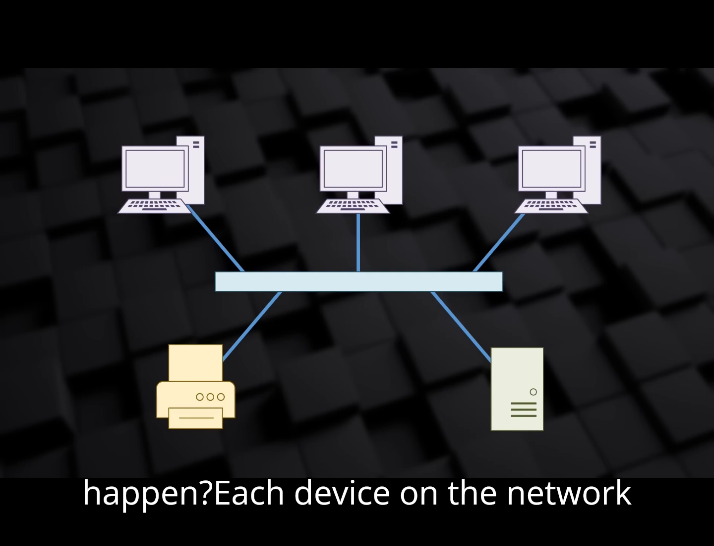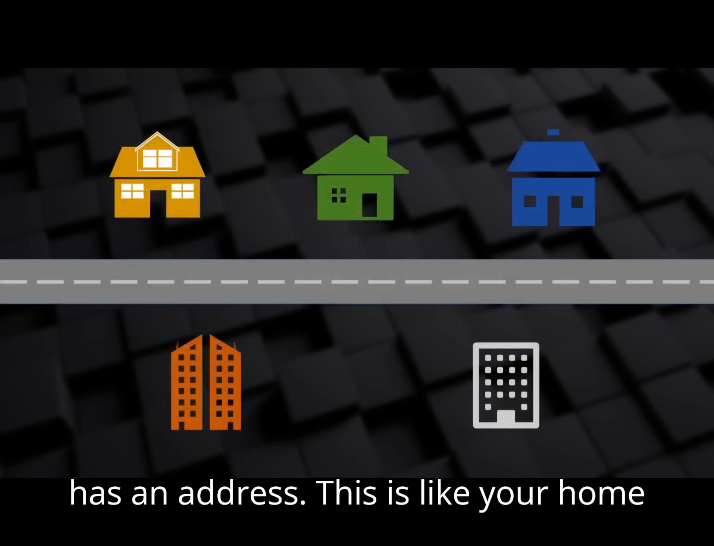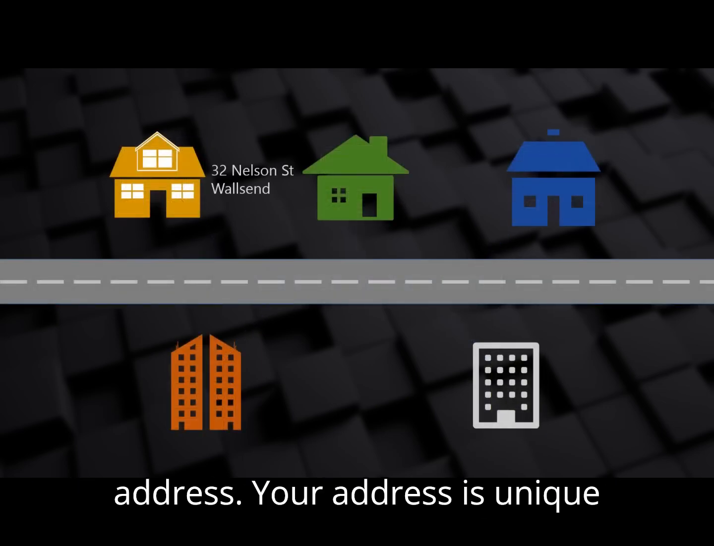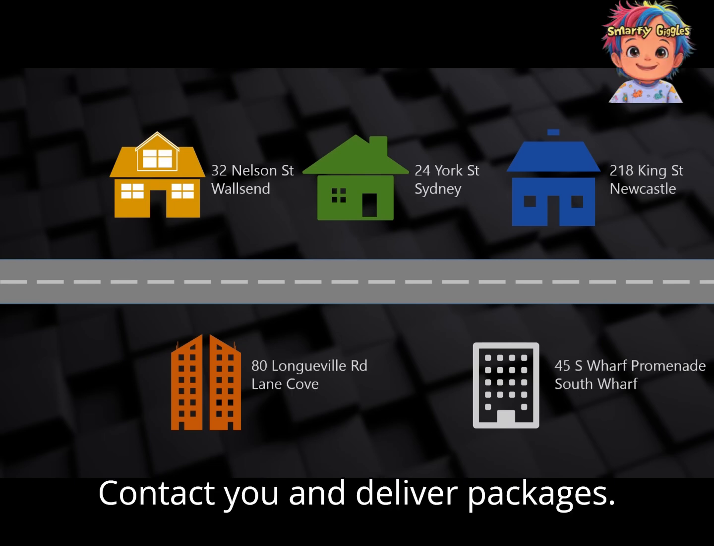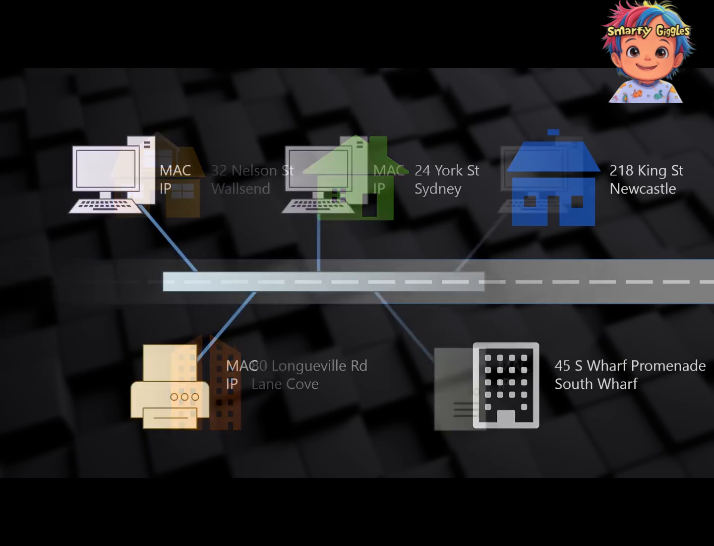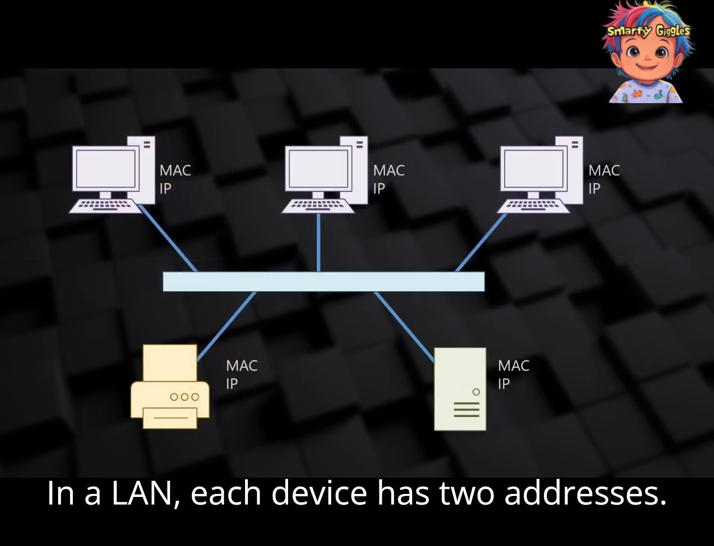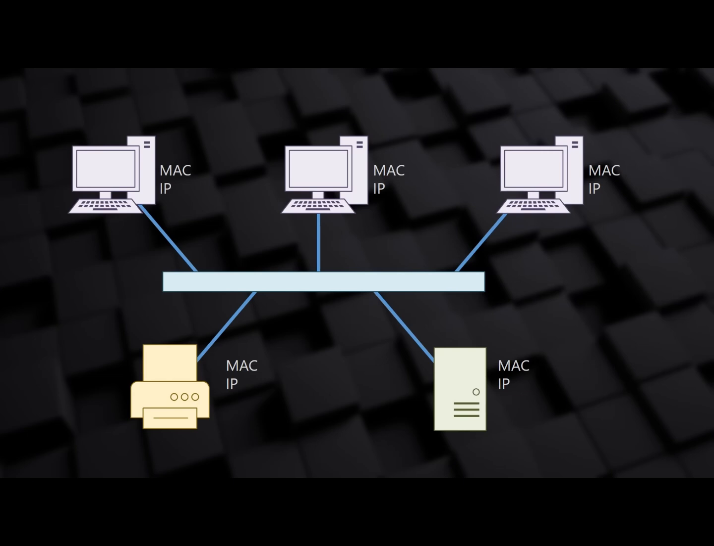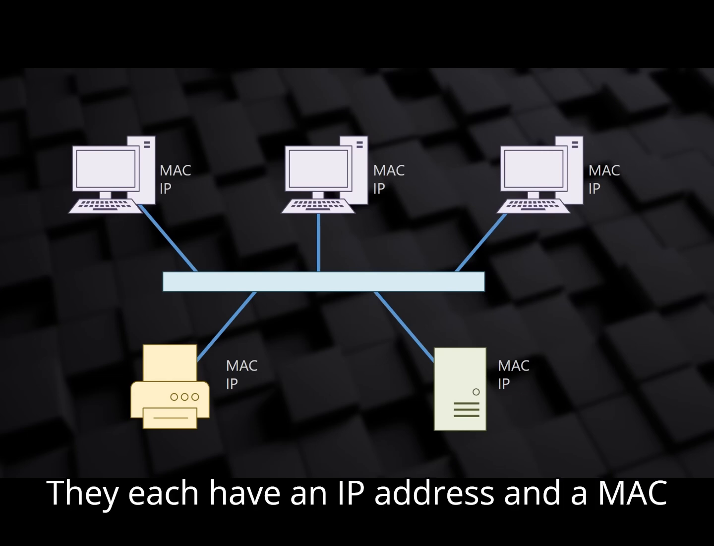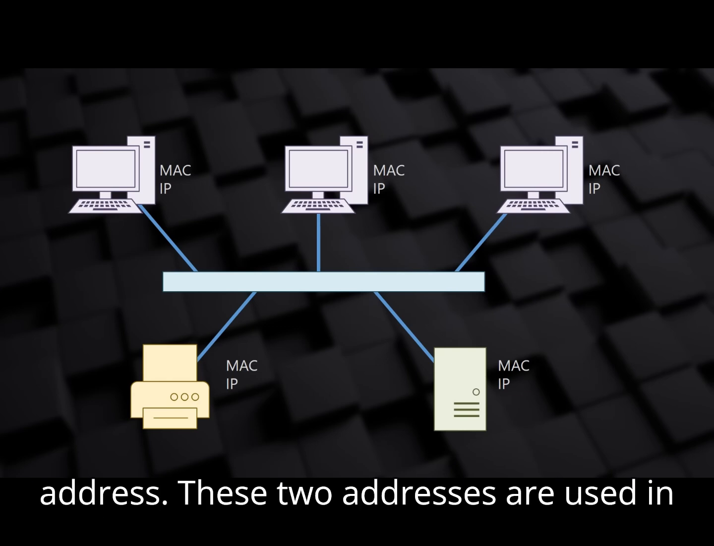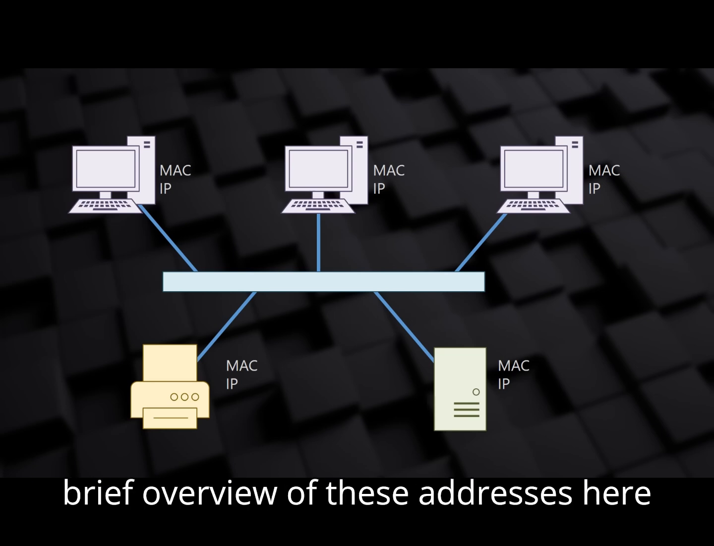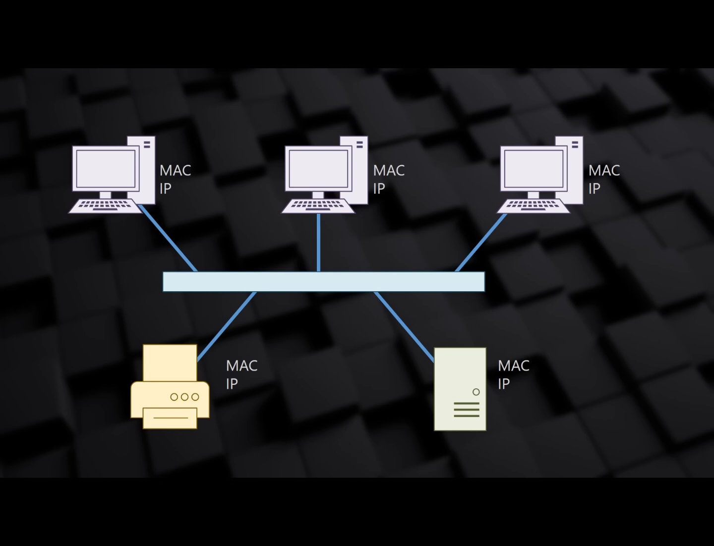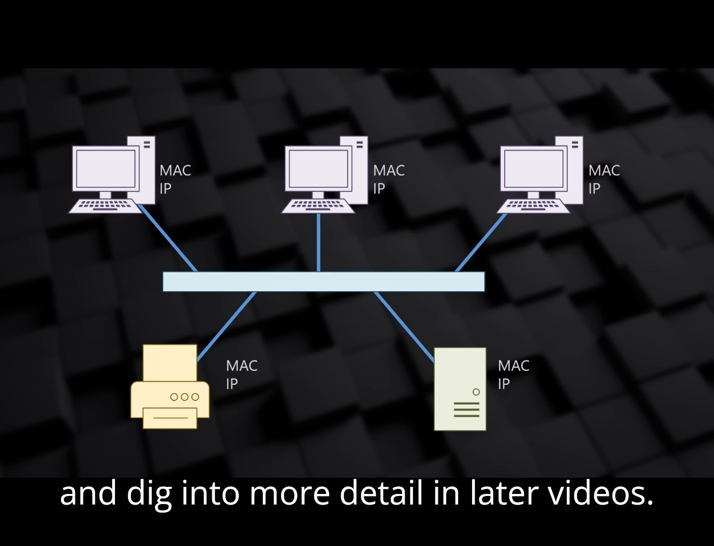Each device on the network has an address. This is like your home address. Your address is unique, and it enables others to find you, contact you, and deliver packages. In a LAN, each device has two addresses. They each have an IP address and a MAC address. These two addresses are used in different ways. We're going to have a brief overview of these addresses here and dig into more detail in later videos.